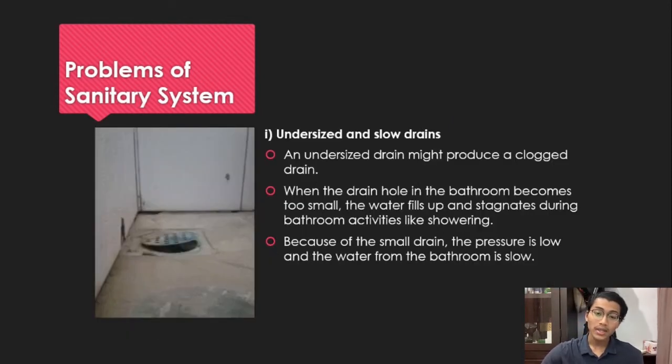For problems of the sanitary system, it consists of undersized and slow drains and also no sink traps. For undersized and slow drains, an undersized drain might produce a clogged drain. When the drain hole in the bathroom becomes too small, the water fills up and stagnates during bathroom activities like showering. And because of the small drain, the pressure is low and the water from the bathroom will become slow.